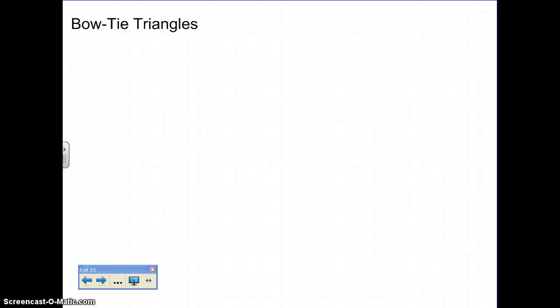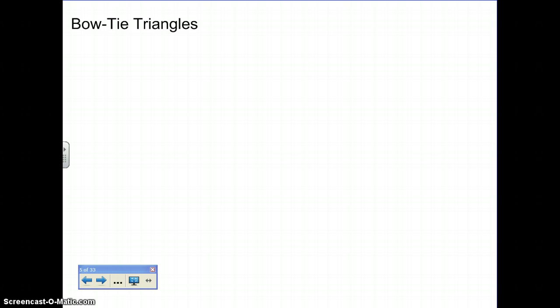This is part 2 of your chapter 3AB notes. This is going to be specifically just on bow tie triangles versus hourglass triangles, and how you would know which one you want to use in the problem? Well, obviously it's going to be based on whatever your givens and unknowns are.